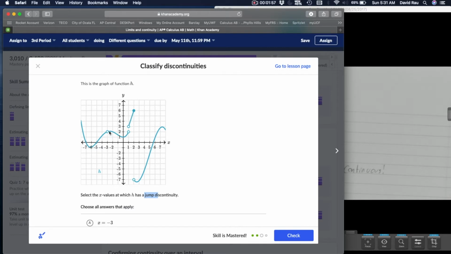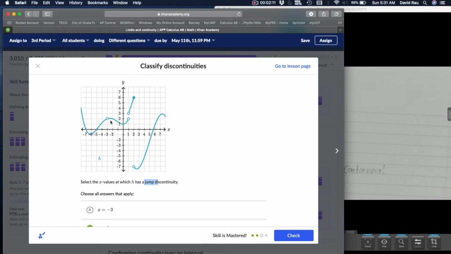Now this one right here would just be called a removable discontinuity. In other words, this one circle just needs to be filled, but they've removed the filling. Okay, so jumps, and we've now seen removables as well.